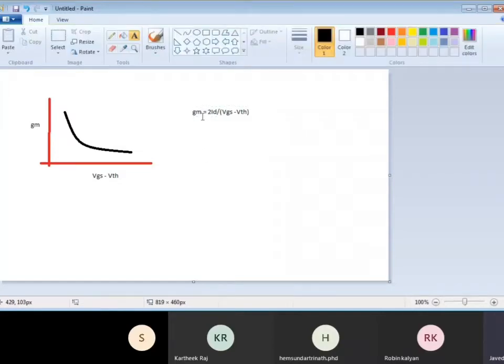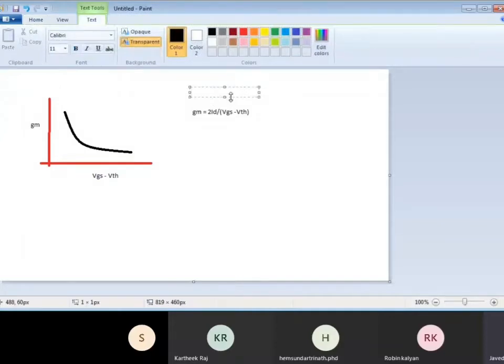Now this is defined for a system in saturation, right? GM is defined for when the device is in saturation. Okay.